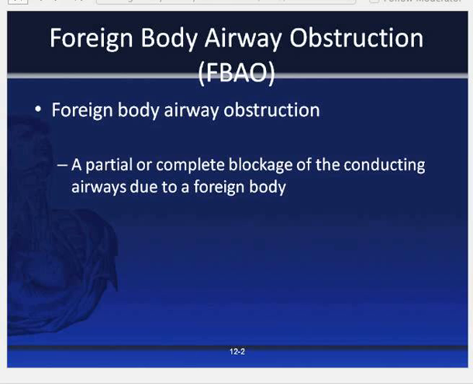We're going to get started today, starting the section out with foreign body airway obstructions. Foreign body airway obstruction, or FBAO, is a partial or complete blockage of the conducting airways due to a foreign body. For example, a piece of food bleeding into the airway or vomitus can block the airway.